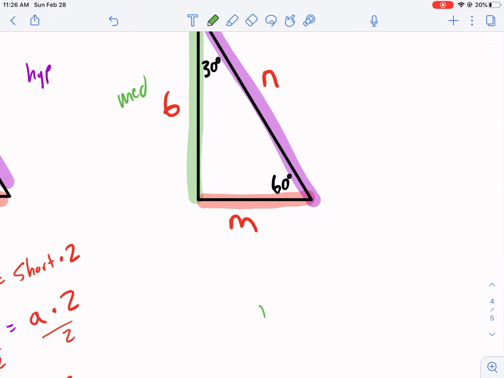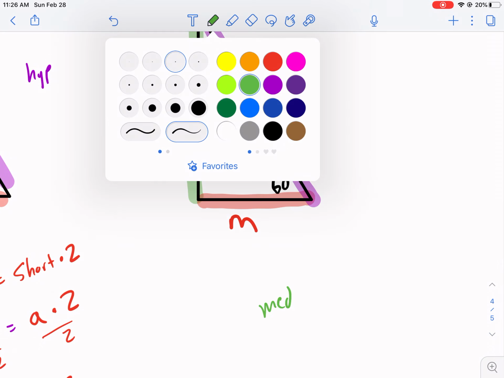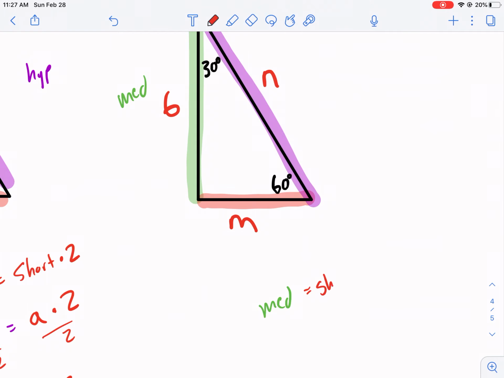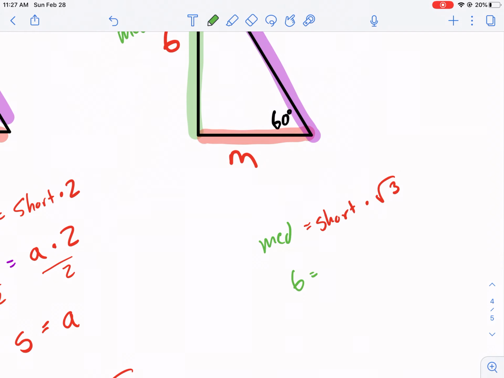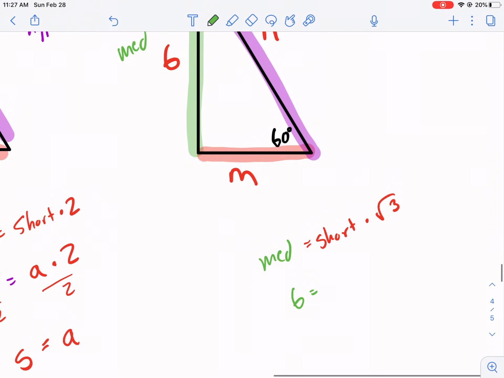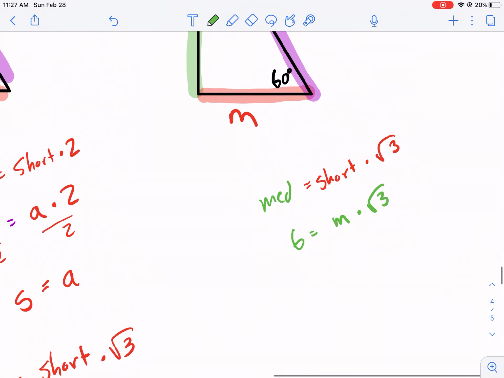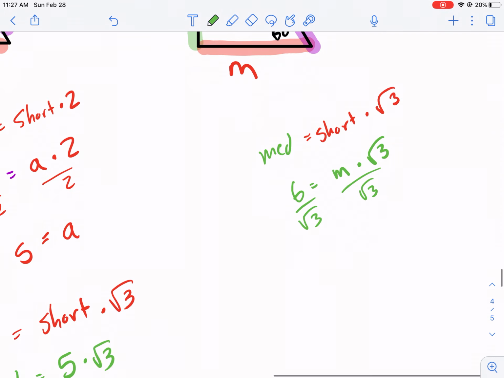Okay, so I know my medium side is equal to my short side times radical 3. Well, I know my medium side is 6. I don't know my short side, but I call it m, and I know it's multiplied by radical 3. So the first thing I need to do is, if I'm multiplying by radical 3 and I want to undo it, I got to divide by radical 3. So I know m is equal to 6 divided by radical 3.